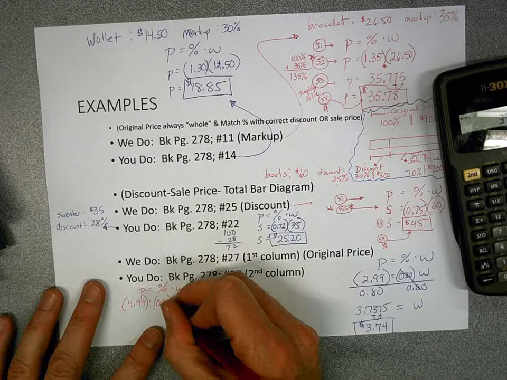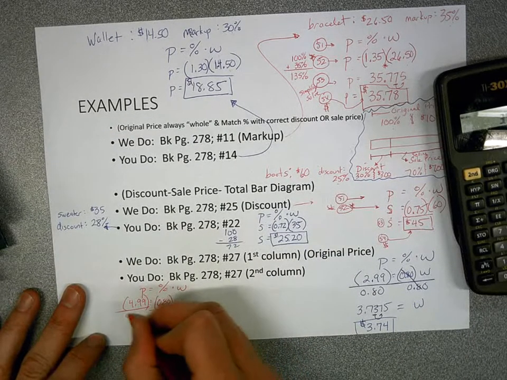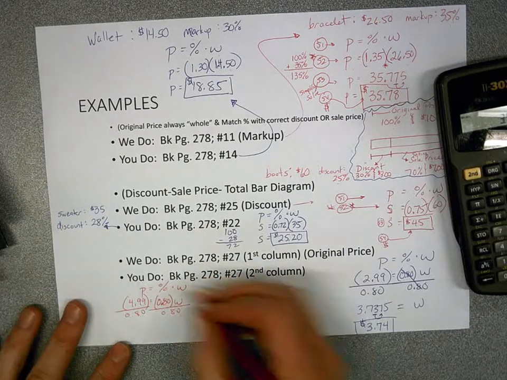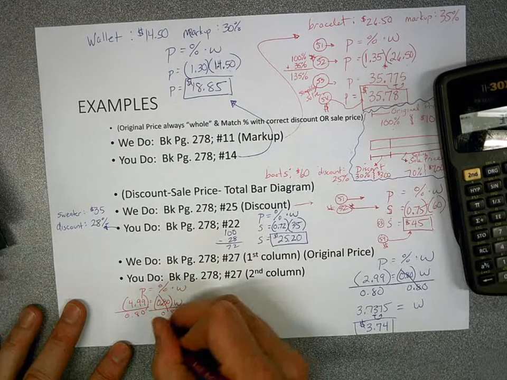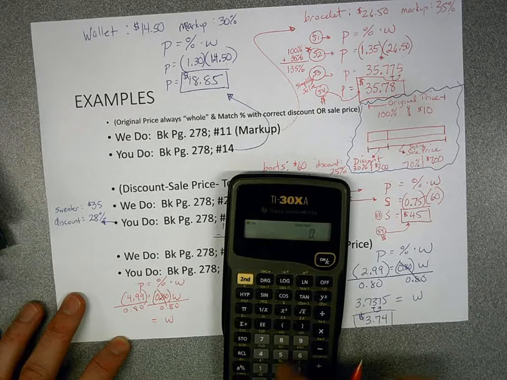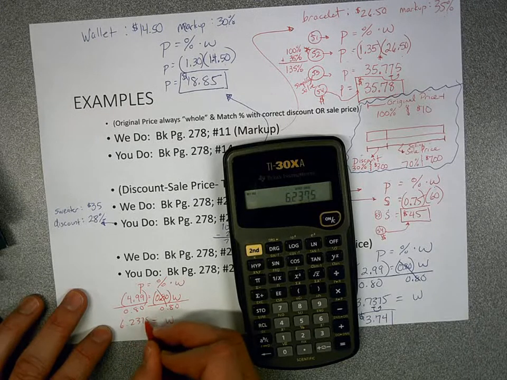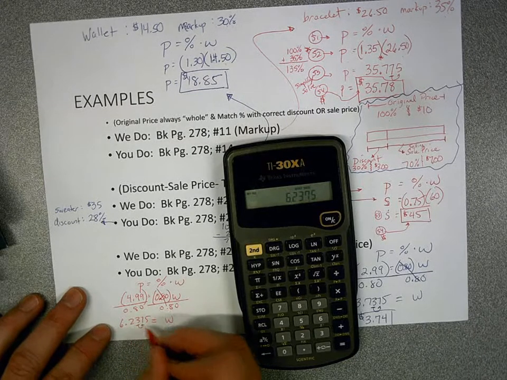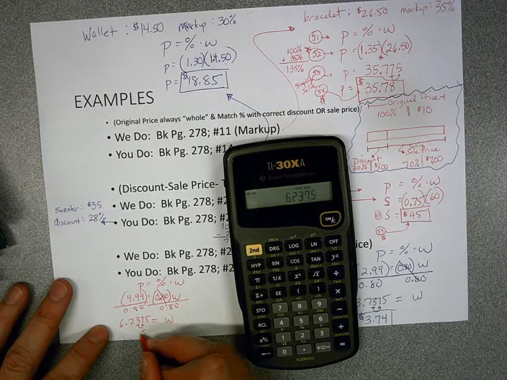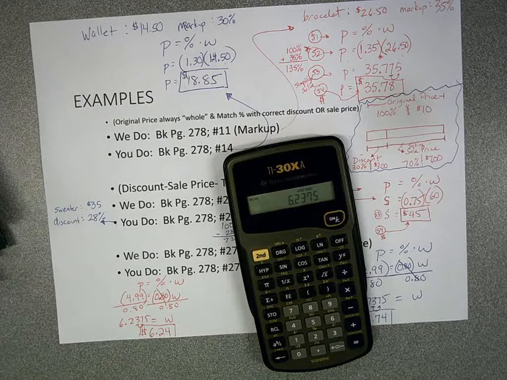In this case, you're just dividing both sides by 80% or 8/10. And I get W equals 4.99 divided by 0.80 equals, and you should have got 6.2375. Round to the nearest cent, 7 makes a 3 jump up, and we have $6.24. Okay? Questions on that one? All right, guys, discount markup.